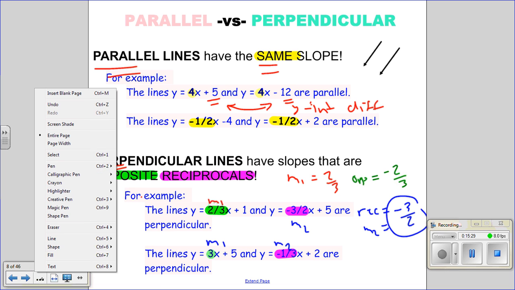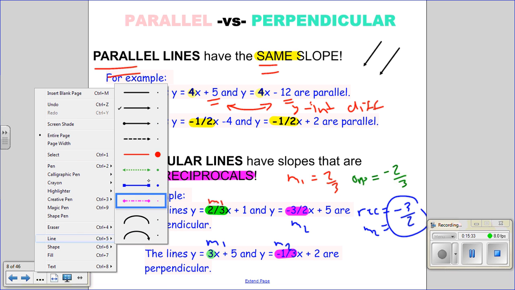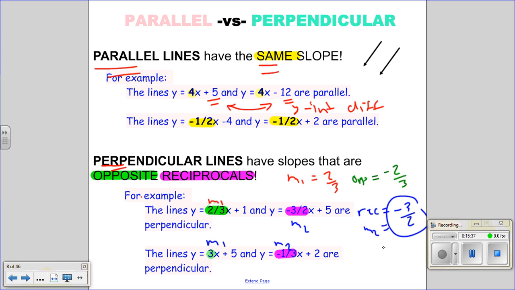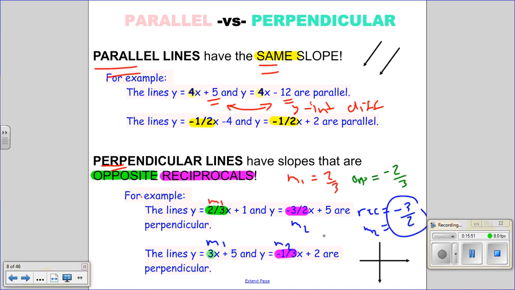Another thing to remember about perpendicular lines is that they do cross. Yes, they do cross. And when they cross, they form a 90-degree angle at the intersection. Every pair of perpendicular lines must form a 90-degree angle at the intersection. So all of these angles, all 4 of them, are 90 degrees.